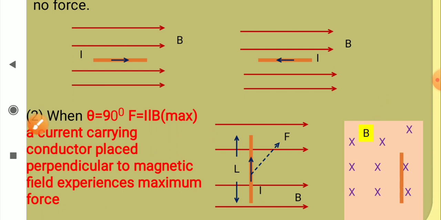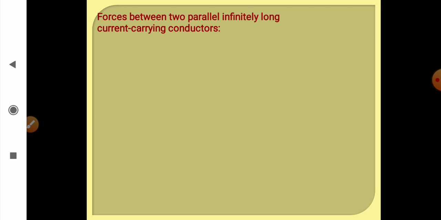See, and it is carrying current like this one. So again, using Fleming's left hand rule, the force will be directed towards the left in the plane of the paper, as you can see. So you can extend your left hand with thumb, middle finger, and index finger mutually perpendicular to each other, and you can find out the relation. Okay, force between two parallel infinitely long current carrying conductors.